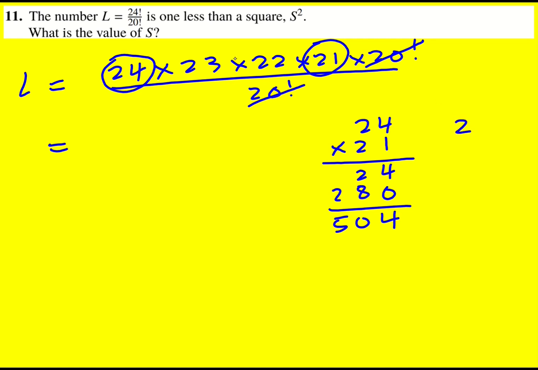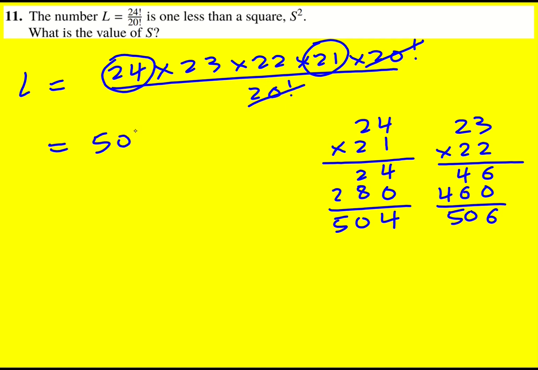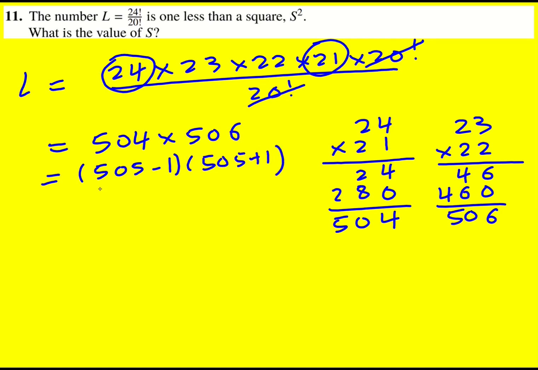Well, what if I go with the two middle numbers, 23 times 22? We get 506. If I want to multiply those, it's probably going to be 505 squared, but let's now investigate it. So we actually have 504 times 506. That can be written as 505 minus 1 times 505 plus 1, which gives us 505 squared minus 1. So yes, it is 1 less than 505 squared.